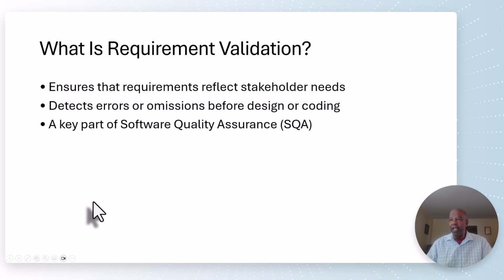Okay, requirement validation. This is basically the steps we're talking about from requirements engineering, ensuring requirements reflect the stakeholder needs. If you didn't hear me say that 1,000 times during the session, everything is based on what the user and the stakeholder needs. That's what you're striving for. It detects errors and omissions, and is a key part of software quality assurance.